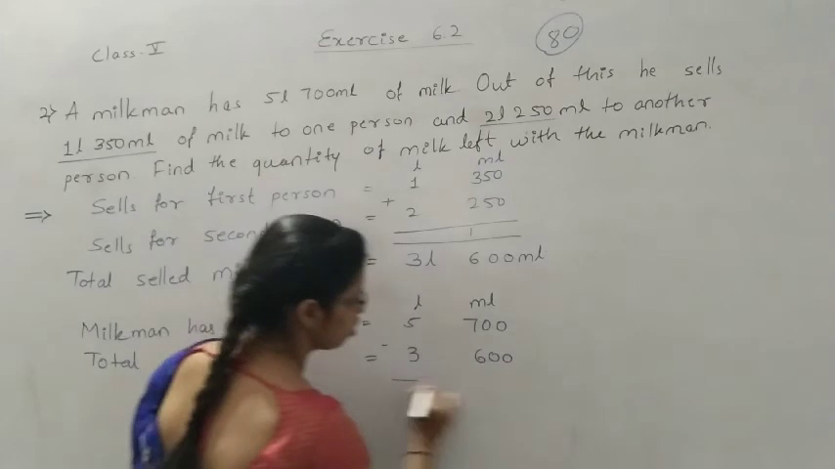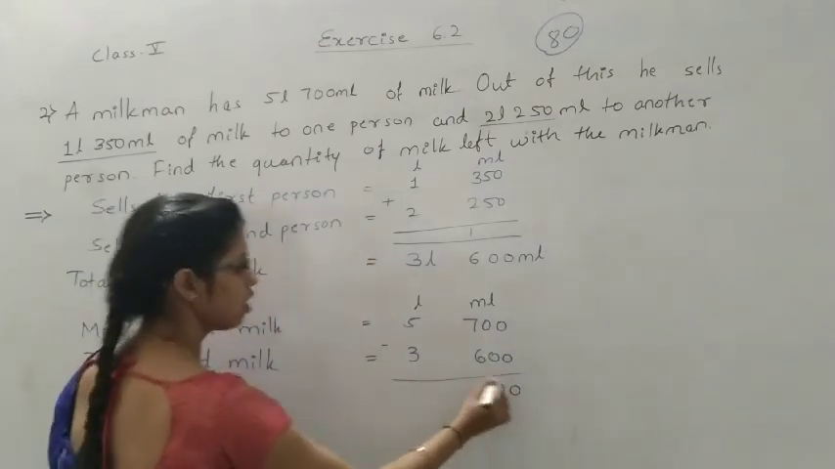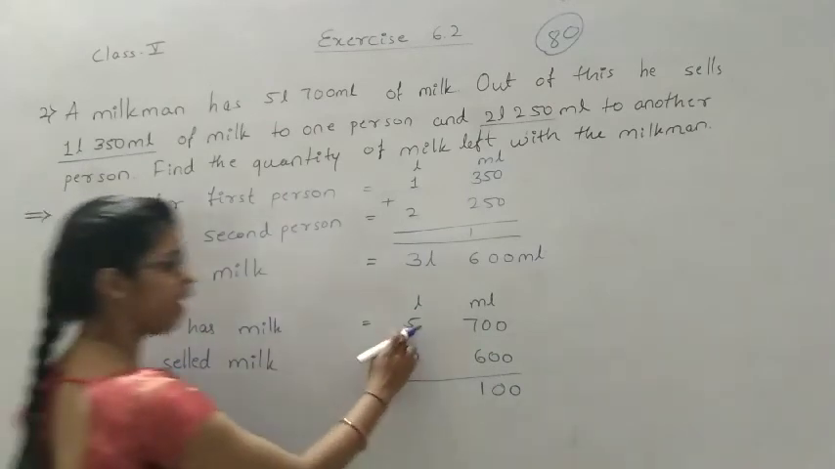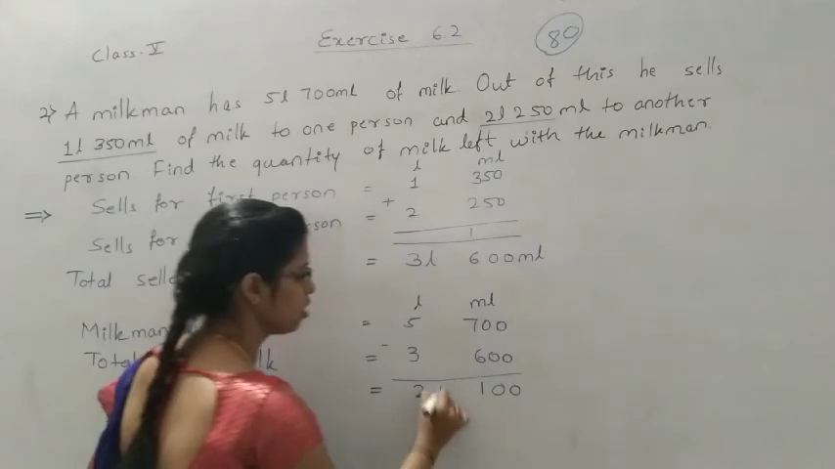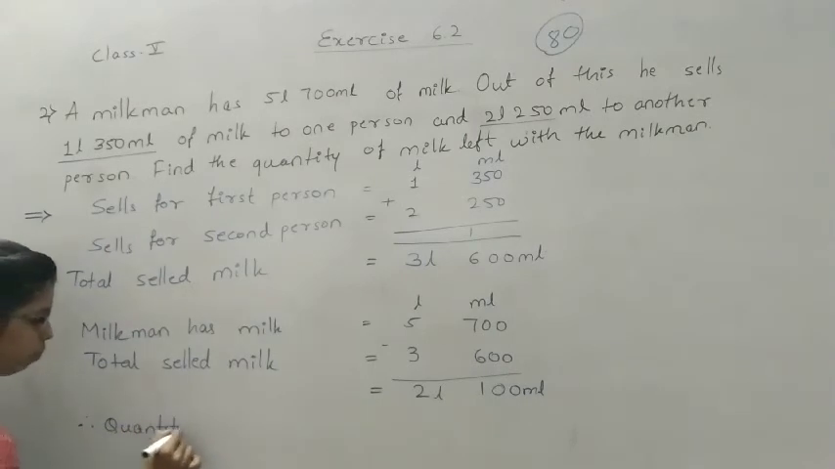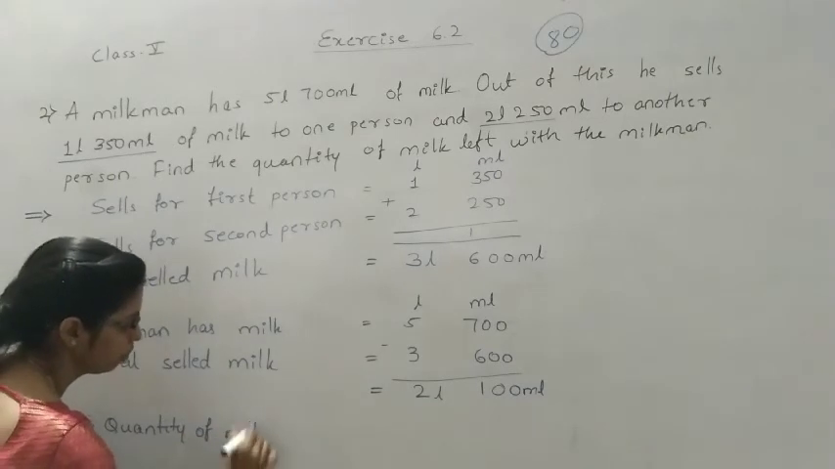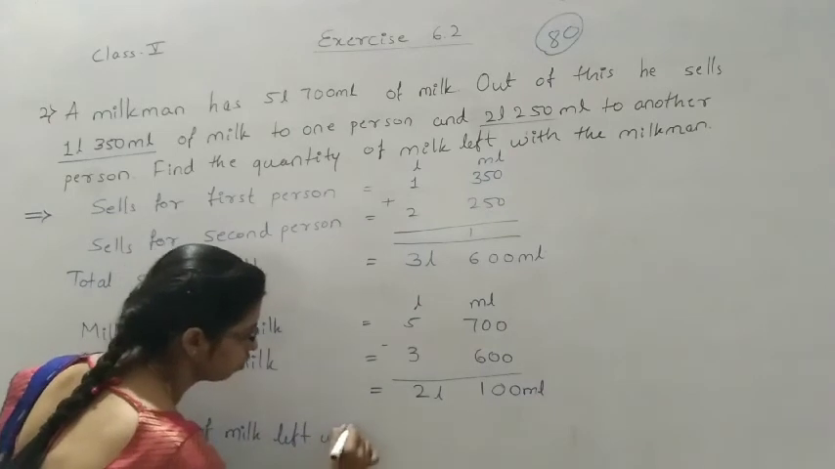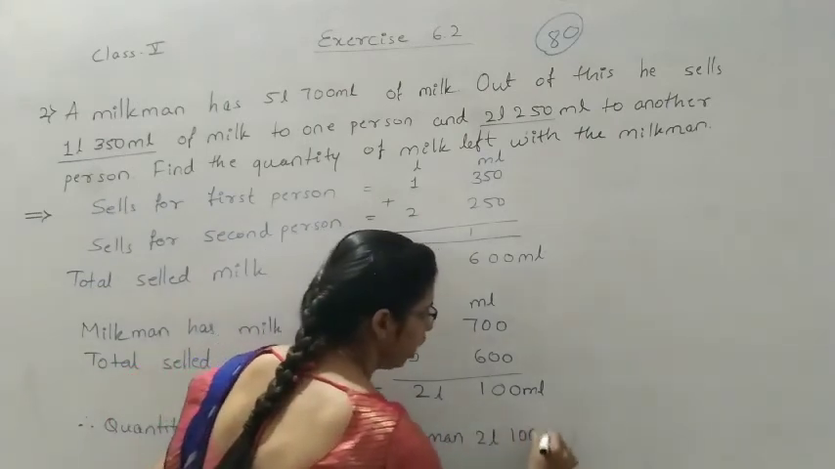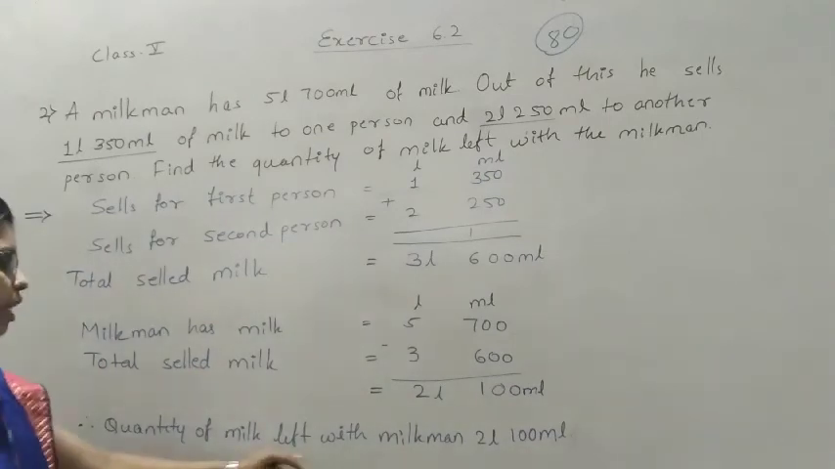0 minus 0 is 0. 0 minus 0 is 0. 0 minus 0, 0. 7 minus 6 is 1. And 5 minus 3 is 2. That is 2 liter 100 milliliter. Quantity of milk left with milkman. Therefore, the quantity of milk left with the milkman is 2 liter 100 milliliter.